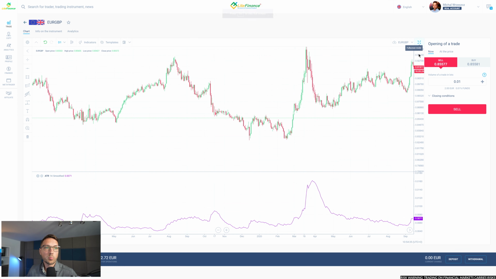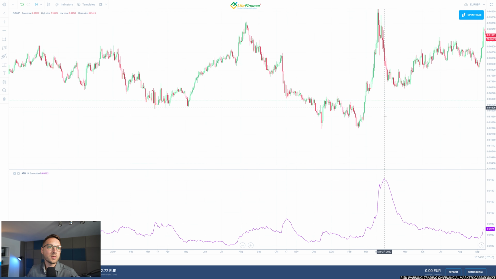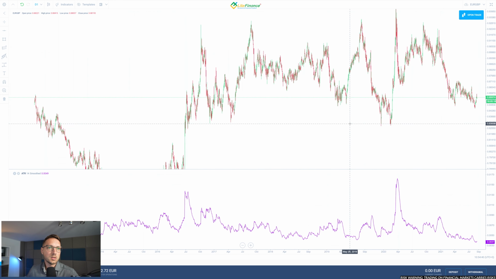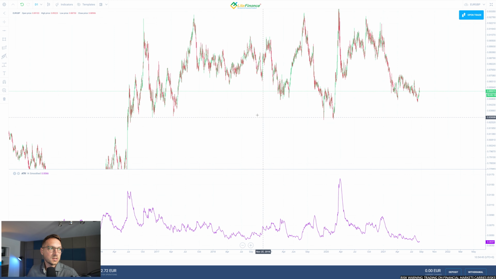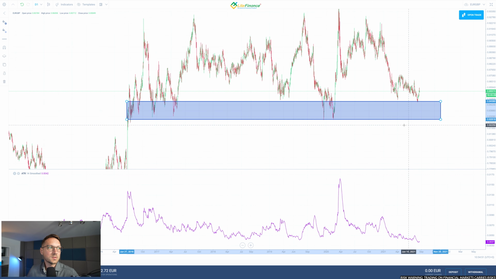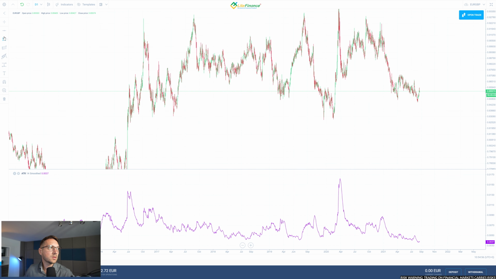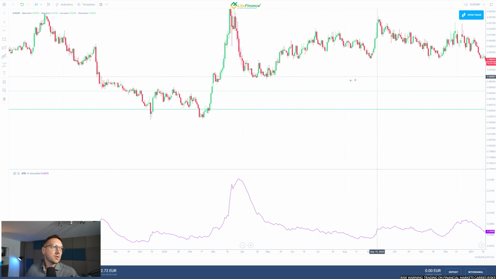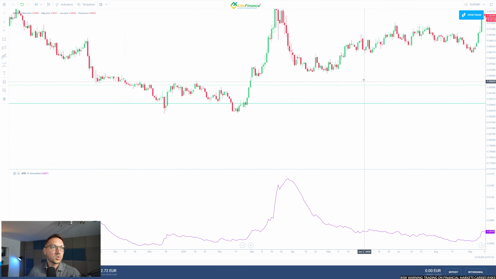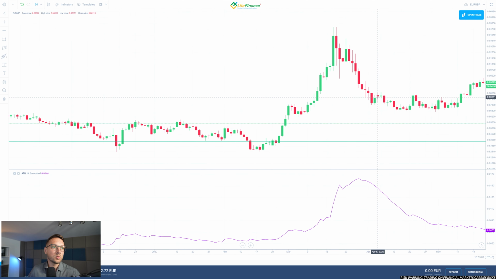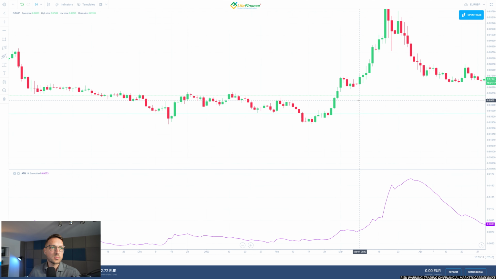So we have the Euro Pound chart. This is the daily time frame, and let's zoom out and, for example, check this scenario where we have this resistance level over here, resistance zone. We can mark it with the line. It would be somewhere over here, right? And for example, I was looking at this because it was a good example for showing you why the ATR is a useful tool to determine the stop loss.